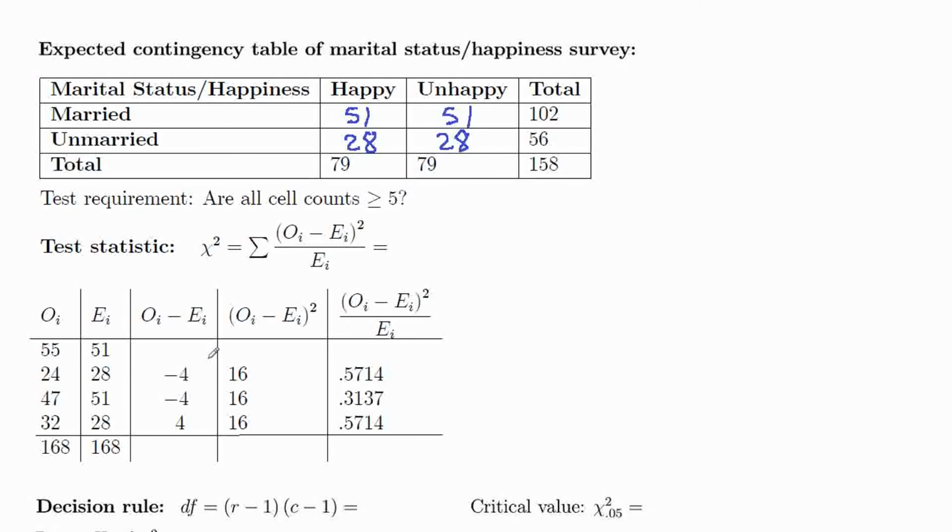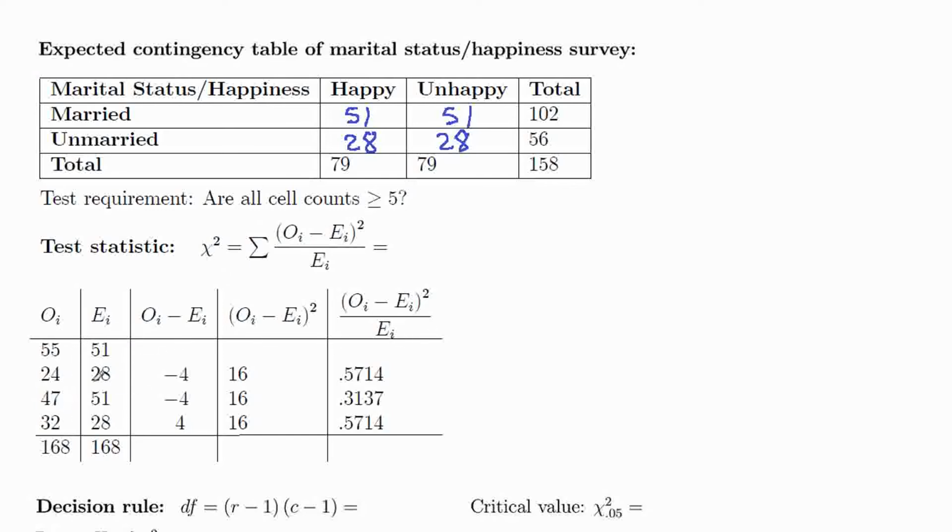So those are the expected counts, E sub I. So here are our observed counts, here are our expected counts. They both add up to 158. Now our test statistic, I should mention test requirement, all your cell counts have to be at least 5. All of ours are at least 5. So our test statistic is the same as it was with the goodness of fit test. You do observed minus expected, square it, and then divide by expected. So square it to get a positive measure, divide by expected to get a relative measure, and then sum those up. So I've done that in this table here.